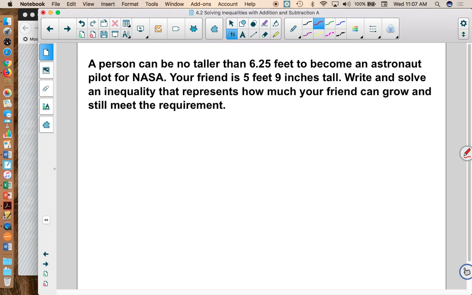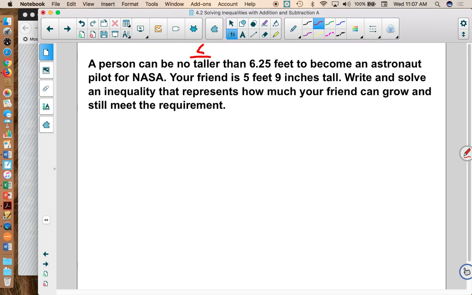Let's do a little bit of a story problem. I'm gonna skip a couple of slides. I wanna give you time to work on your assignment. A person can be no taller than 6 25/100ths of a foot. What's my inequality symbol? Raise your hand and tell me. No taller than. What's my symbol gotta be? Michaela. Equal to or less than.